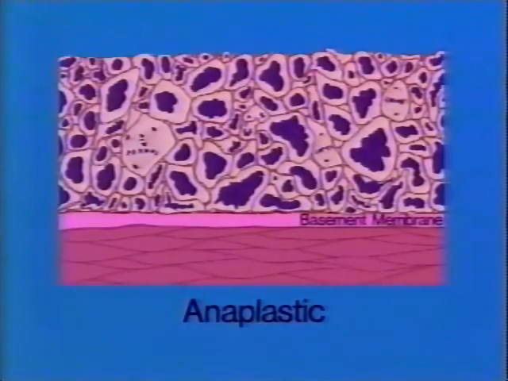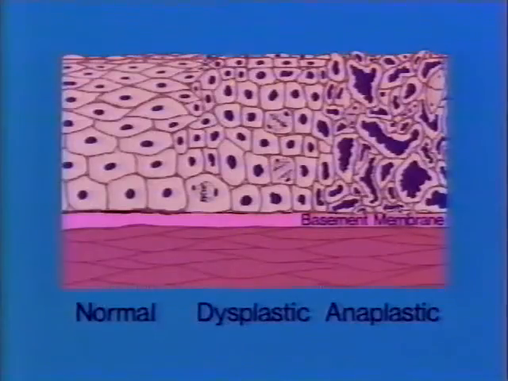Note, however, that the basement membrane is still intact. This means that the cancer is still in situ. That is, it has not invaded the underlying stroma. A comparison of normal cervix, dysplastic cervix, and cervix with in situ cancer highlights their differences.